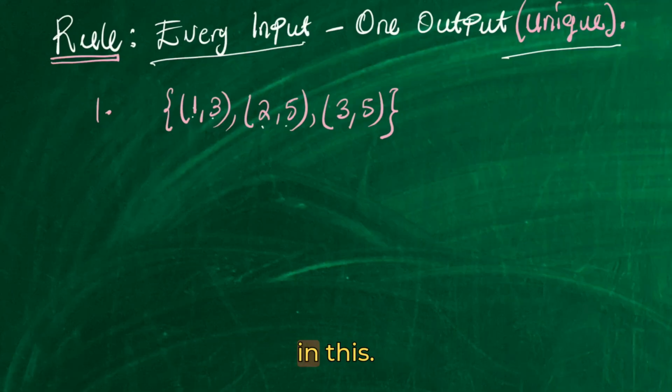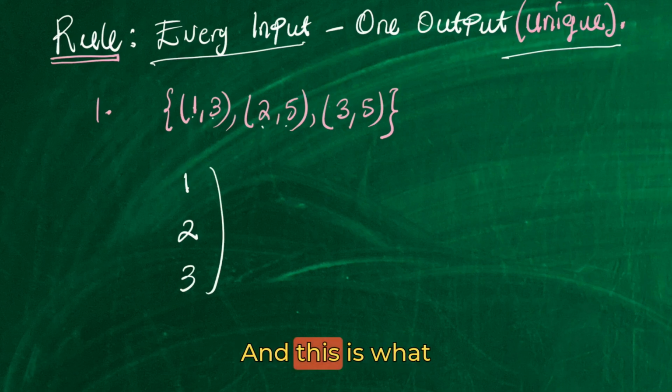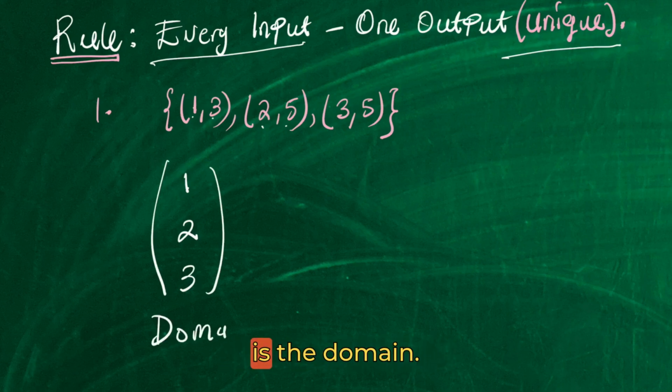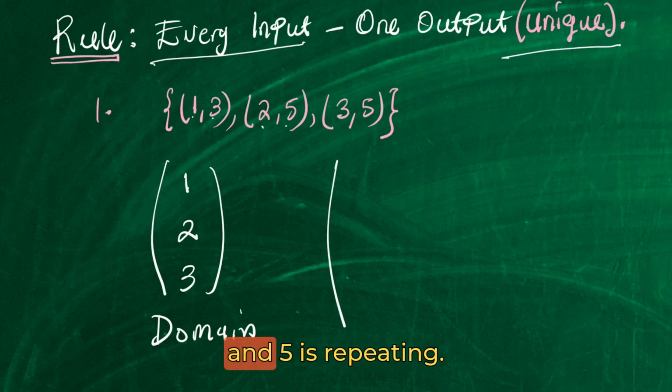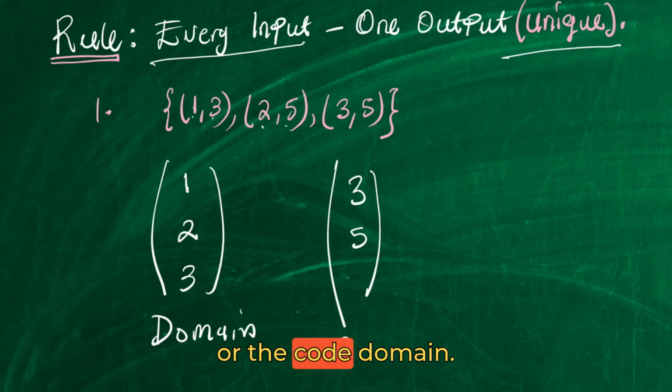So I can write this in this other presentation. Let me write 1, 2, and 3. Then I can write that. And this is what we call the domain. The set of inputs is the domain. And in the output here, we have 3 and 5 is repeating, so I won't write 5, 5. And this is what we call the range or the codomain.